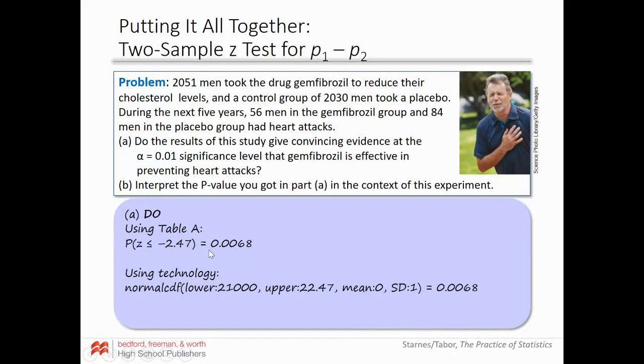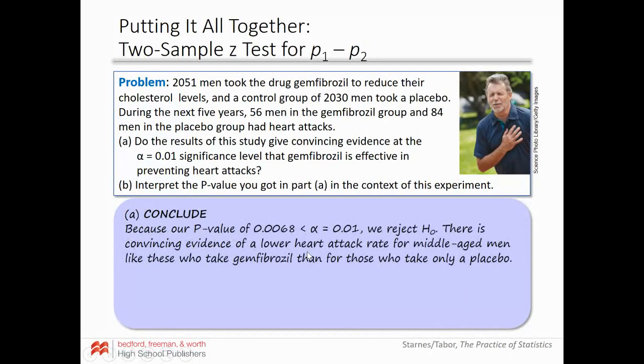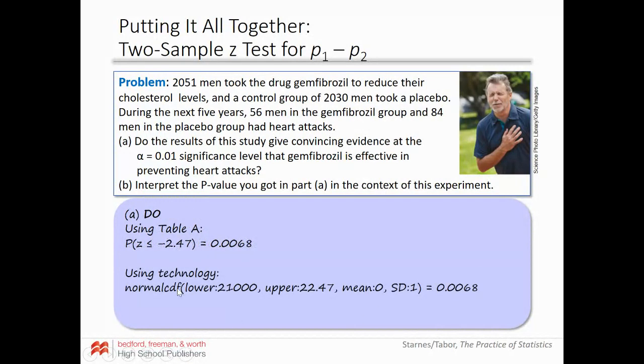So if I use a table, it comes out to 0.0068. I could use technology: my lower bound is negative 1,000. These two should be negatives, I'm sorry for that. Upper is negative 2.47. My mean is 0, my standard deviation 1. I get the same exact value out.